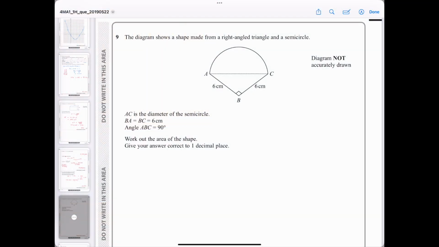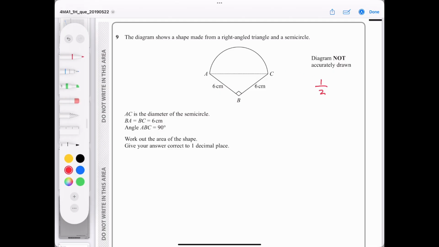I'm assuming we're going to find the area. Oh, we do. So AC is the diameter of the semicircle, BA and BC equal 6 centimetres. That's all fine. I will do something that I regularly forget to do. It's a semicircle, so you need to halve your answer, and always remember to use the radius to find an area.